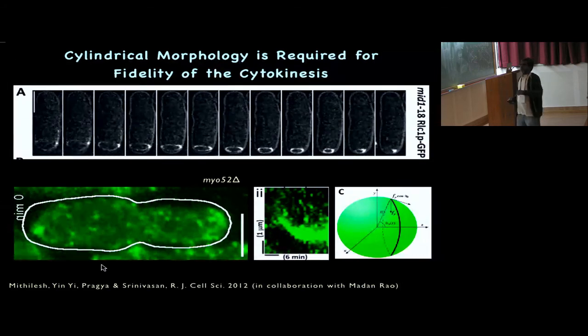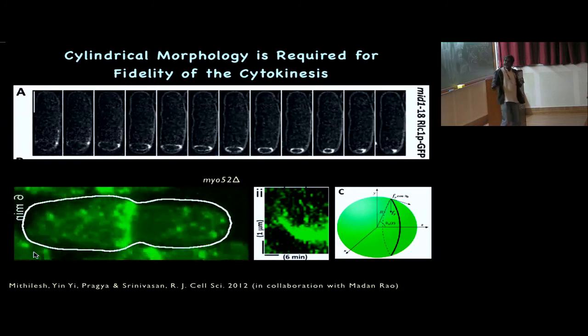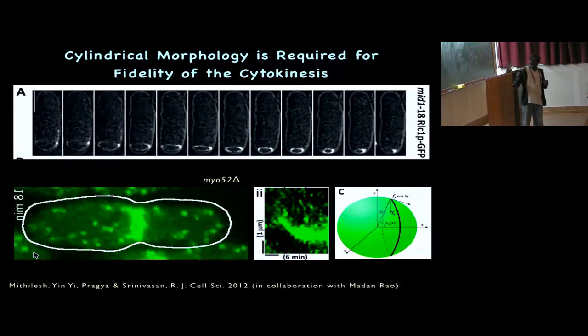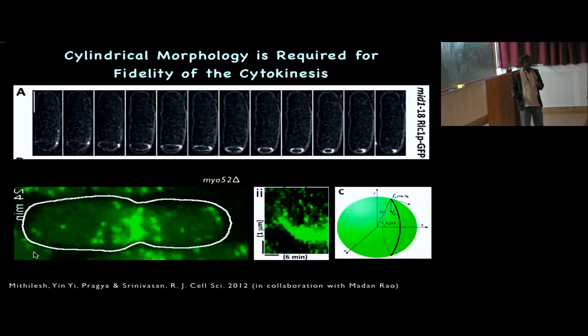And that is true for these cells where this particular myosin is deleted, which is non-essential here. You get a nice cell here where there are two kinds of diameters in the same cell. Here is a larger diameter, here is a smaller diameter. So you could see that the ring assembles somewhat here, but then it slips down to this place, and as soon as it gets to this place, it starts to constrict.